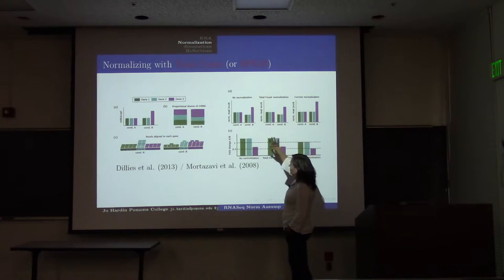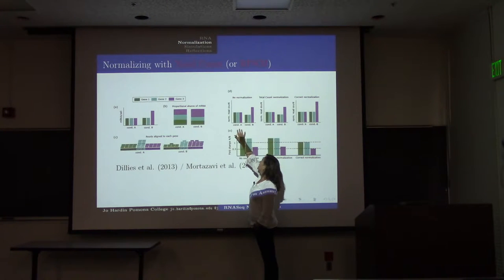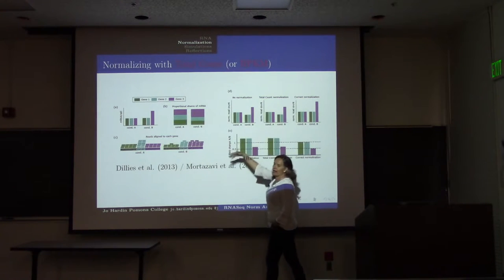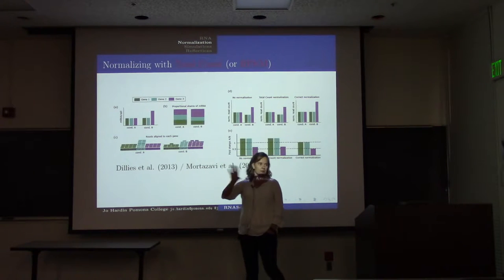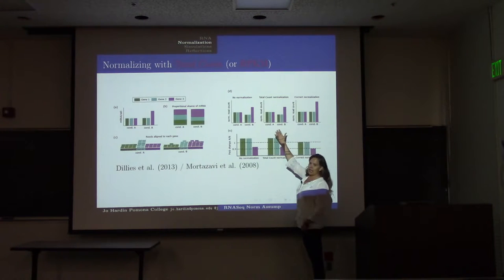Okay, so what happens if I don't normalize my data at all? Then I see more reads in the purple and fewer reads in the blue and green, assuming that I sequence the same number of reads in both of these samples. Similarly, if I divide by the library size, that is the total number of reads, and I have this proportionality, I get this: the blue and the green look downregulated from condition A, and the purple looks upregulated from condition A.